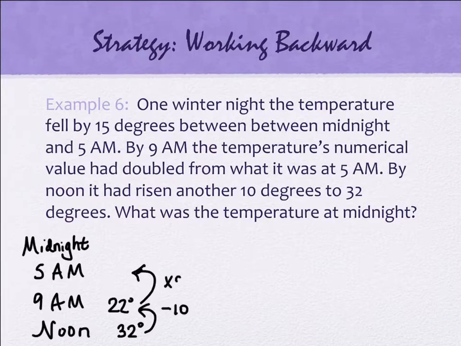So doubled means it was originally multiplied by 2. So we're going to divide it by 2, which would give me 11 degrees. I'd like to make a comment.